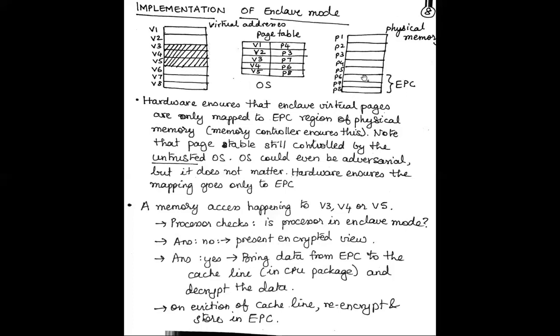even the contents of that physical memory are never revealed in the clear, even on the memory bus. So even when this data over here is traversing its way to the CPU, the data is going to go in encrypted form. The actual decryption only happens within the CPU package.